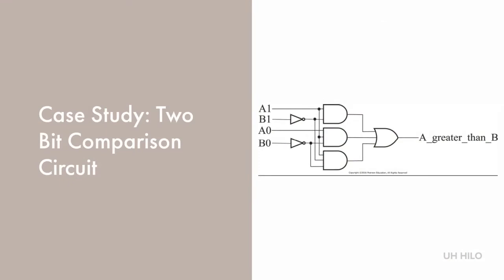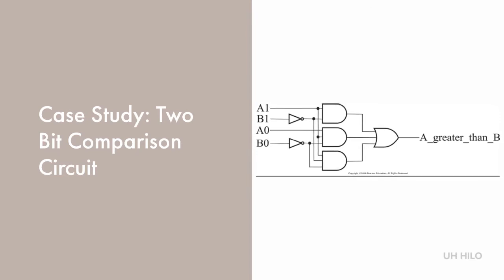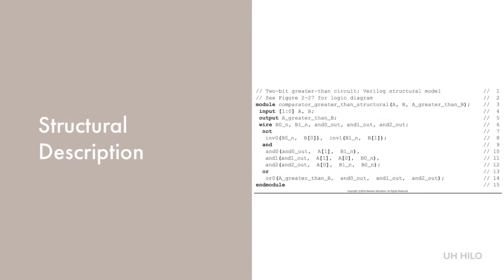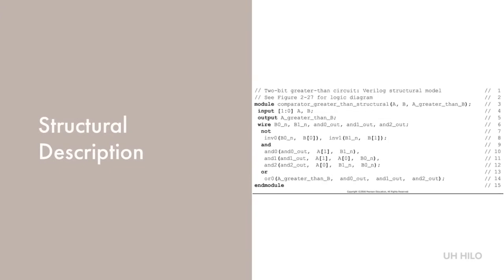For this presentation, we return to our 2-bit greater than comparator circuit. Assuming that A and B are made up of 2 bits each, this circuit will tell us whether A is greater than B. We begin with structural descriptions to replace the schematic. We'll then look at the data flow and behavioral models. We begin by looking at the structural description. Notice that it's a bit shorter than VHDL.